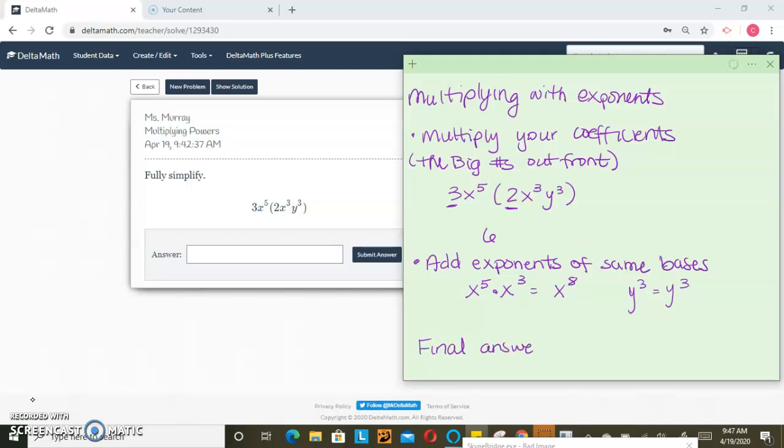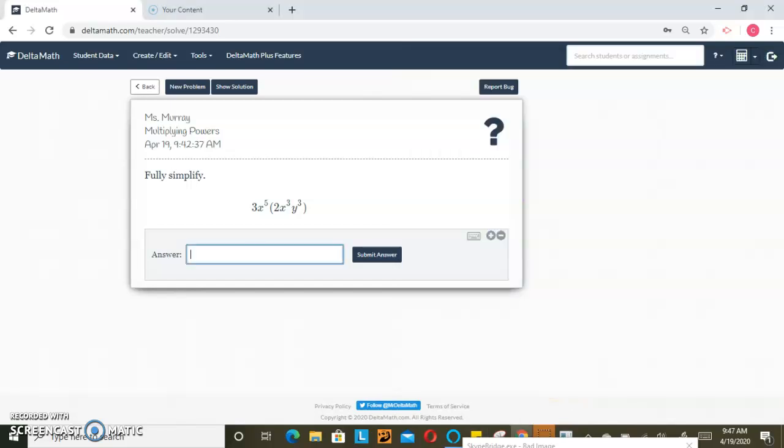I put it all together, is 3 times 2 is 6. Then I have x to the 8th power, y to the 3rd power, and it's all stuck together with multiplication. So I have 6x to the 8th, y to the 3rd, so I go to my answer.